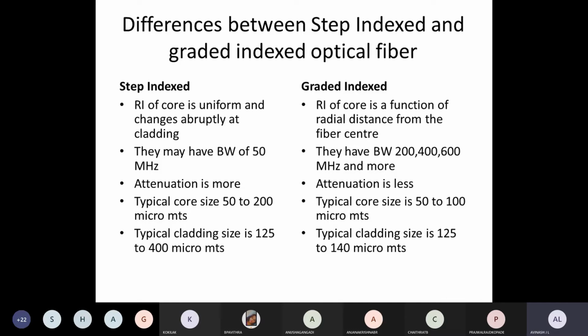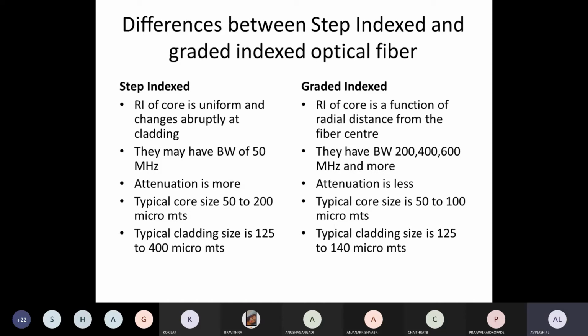The third difference is attenuation. That is a technical observation. Attenuation in the step index fiber is more, whereas attenuation in the graded indexed fiber is less. The typical core size is 50 to 200 micrometers, whereas in the graded indexed fiber it is 50 to 100 micrometers.